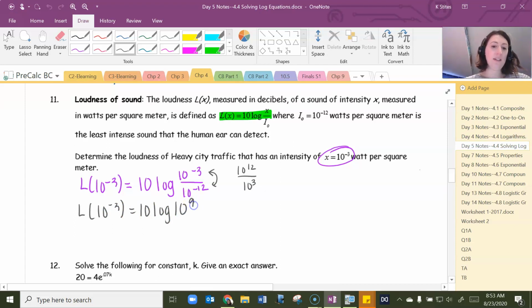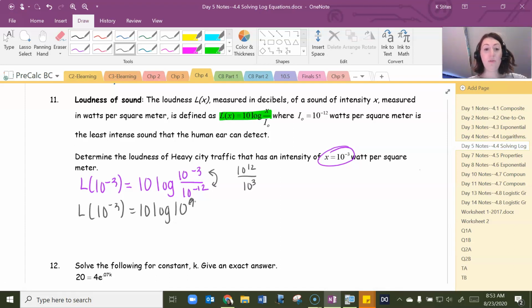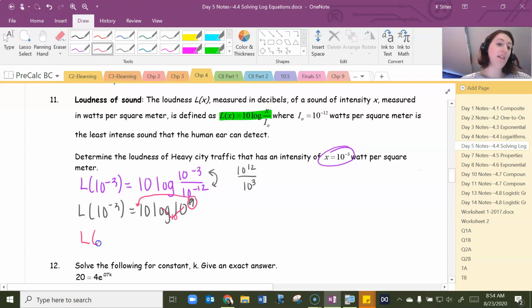10 to the 9th. All right, well, this is something that we should actually be able to evaluate without a calculator, because notice there's no base given here. That means that this is the common log, or log base 10. I'm just going to put a little 10 there, which means these guys cancel. And another property of logs, which we'll get into more, the 9 is going to come forward and it will multiply to the 10 that's already there. So our final answer will be 90 decibels, because 10 times 9 is 90.